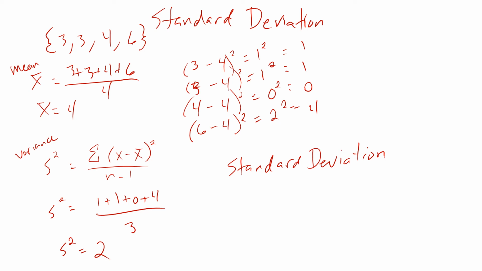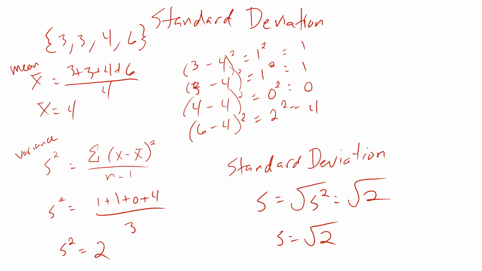Hindsight. So standard deviation, s, is the square root of s squared. So in this case, it's the square root of 2. So our standard deviation is the square root of 2, which is like 1.4 something. I'm just going to put root 2. So that's how to find the standard deviation.